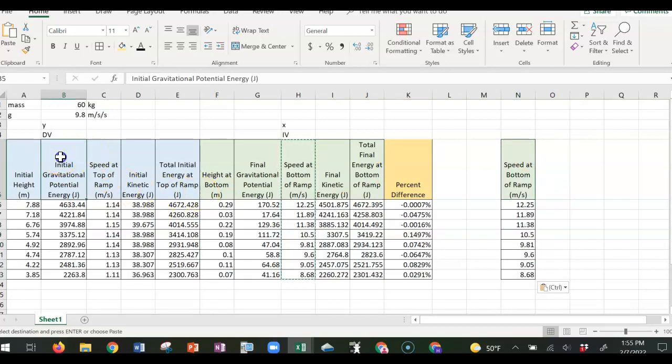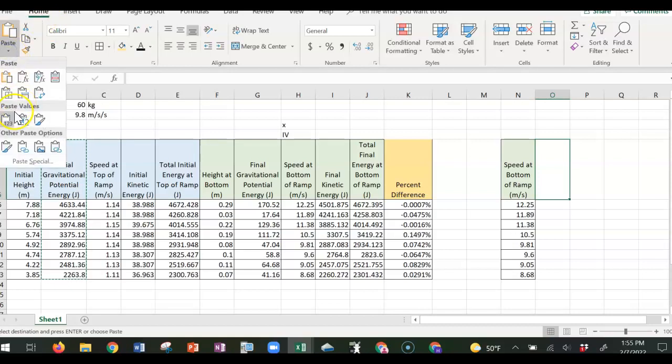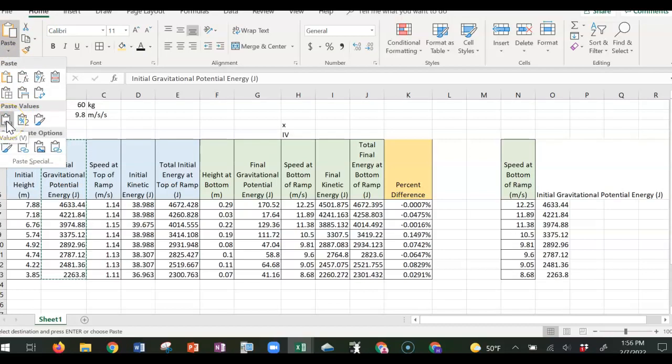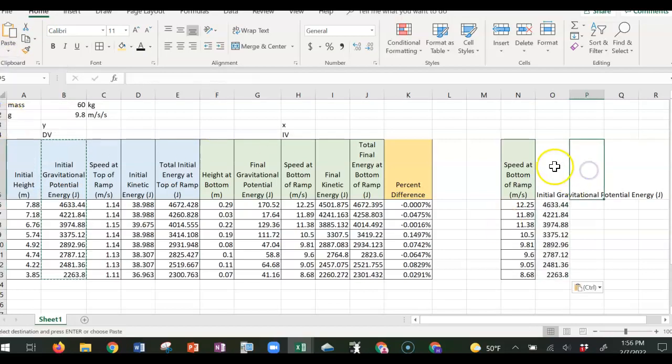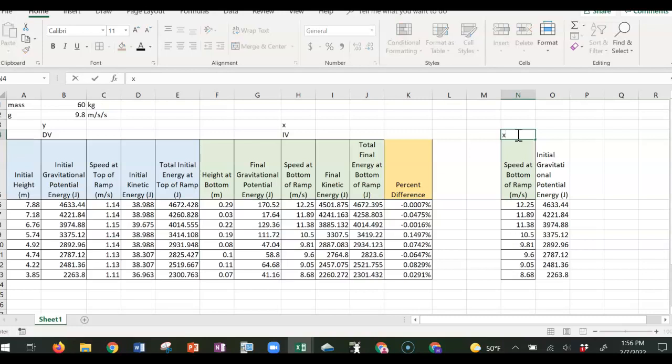And then the gravitational potential energy at the top of the ramp, that was a calculated field. Remember, we put a formula there. So I'm going to copy these, and I'm going to paste them to the right of the speed column, because this is on the y-axis. I can't just paste them because of all those addresses and references in the formula. So again, I have to do a paste special, and I want to just paste the values. Okay, so now I have the values that I want on the x-axis and the values that I want on the y-axis next to each other.